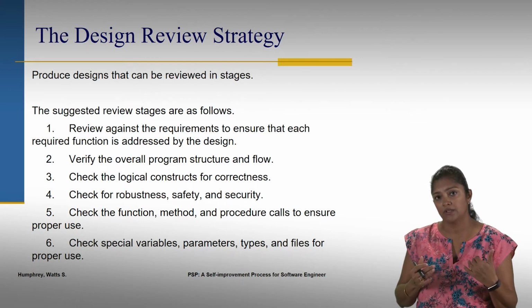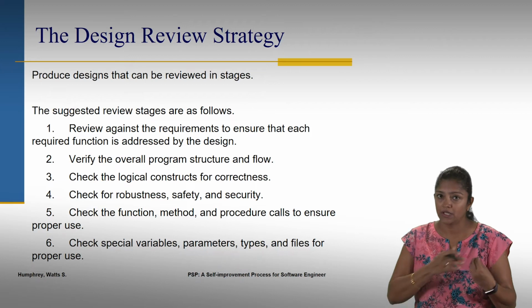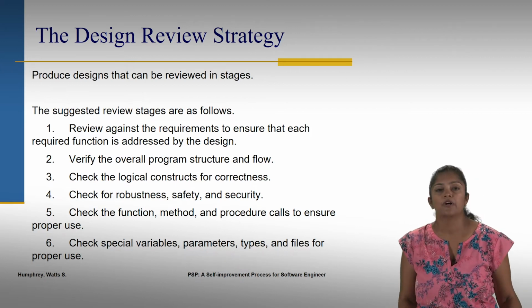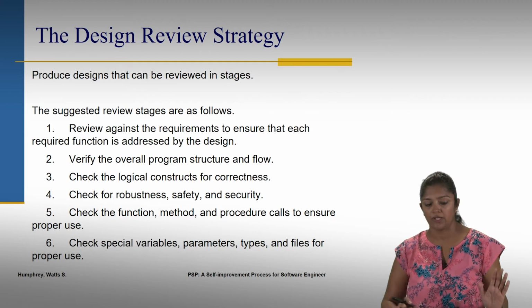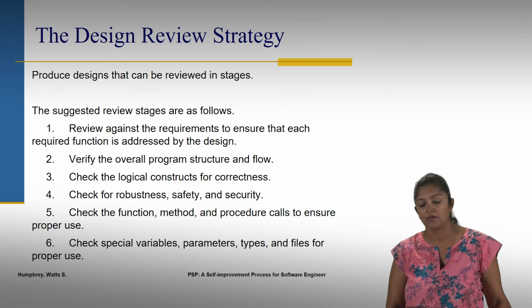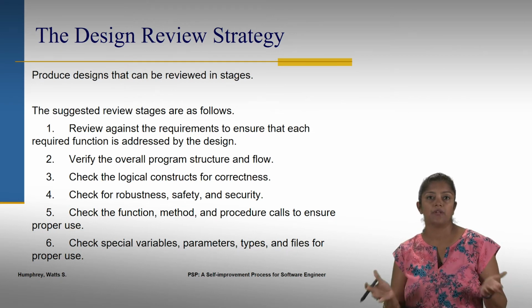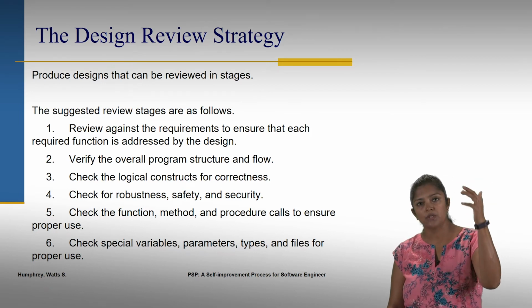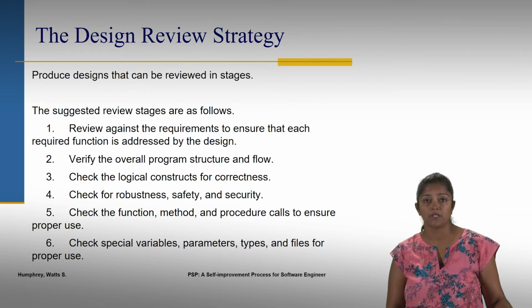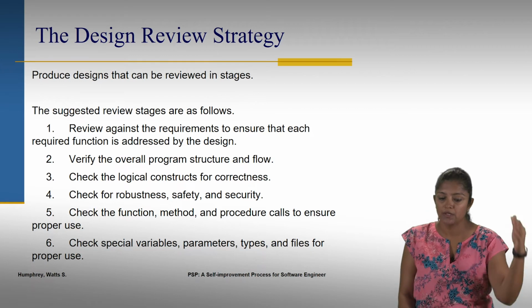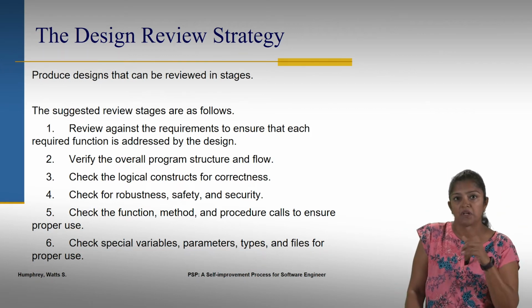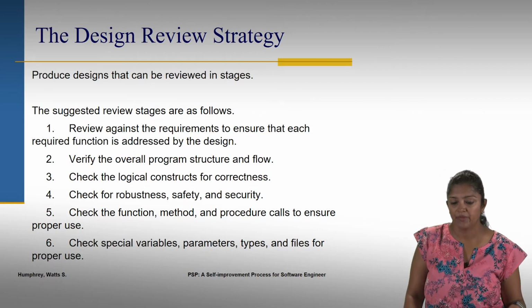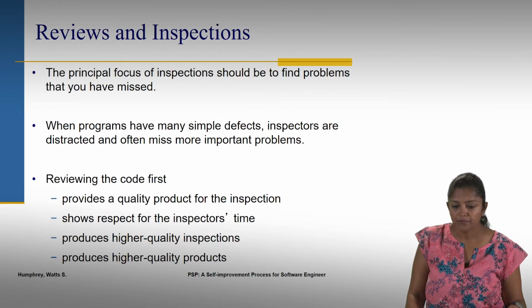Is it returning the appropriate result that can then be passed on to the next function or method? So you basically look for those things, and then finally look for any special variables or parameters or files, and whether they're being used correctly or not. So that would be the review strategy. Basically, when I said you have to use a proper review strategy, you follow this kind of a list and check off each item on that list.